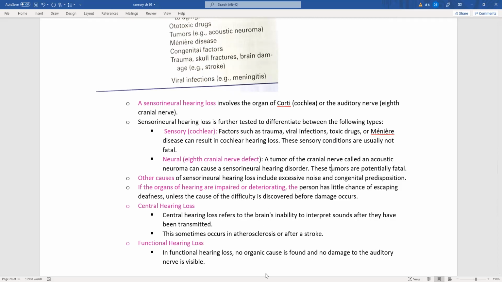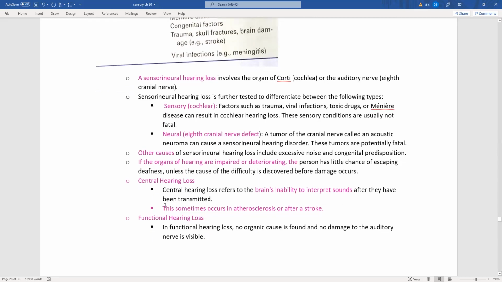Okay, moving on down. Keep in mind that central hearing loss refers to the brain's inability to interpret sounds after they have been transmitted. This sometimes occurs in atherosclerosis or after a stroke. I think we should know that. Central loss refers to the brain's inability to interpret sounds after they have been transmitted, and it occurs in atherosclerosis and a stroke.